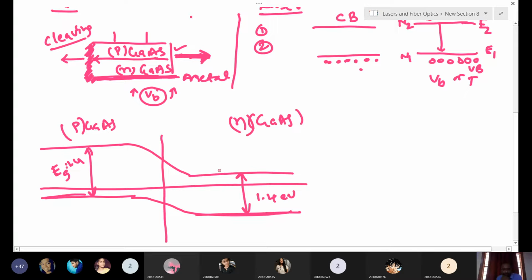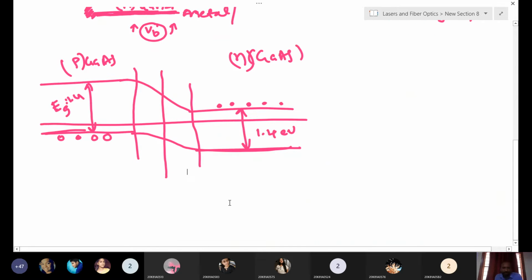So here we have free electrons in the conduction band. Here we have free holes. So this is the depletion region, right? Up to now, is it okay? Yes, sir. Yeah, here we have free electrons, here we have free holes.